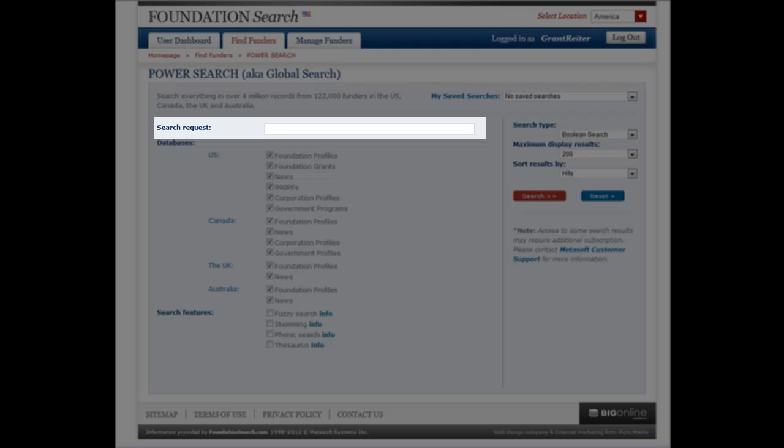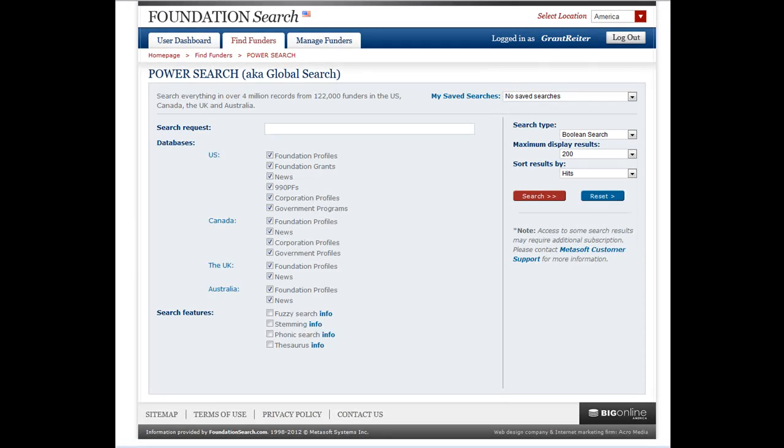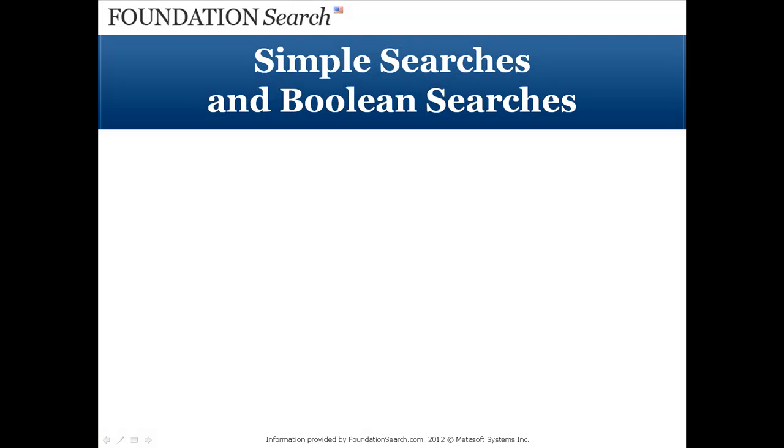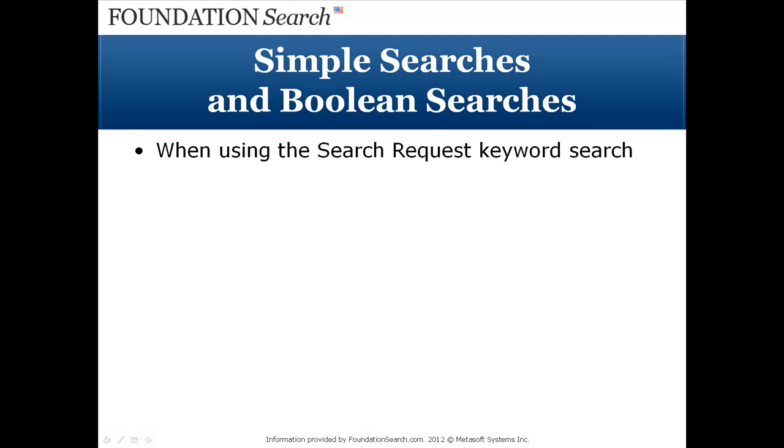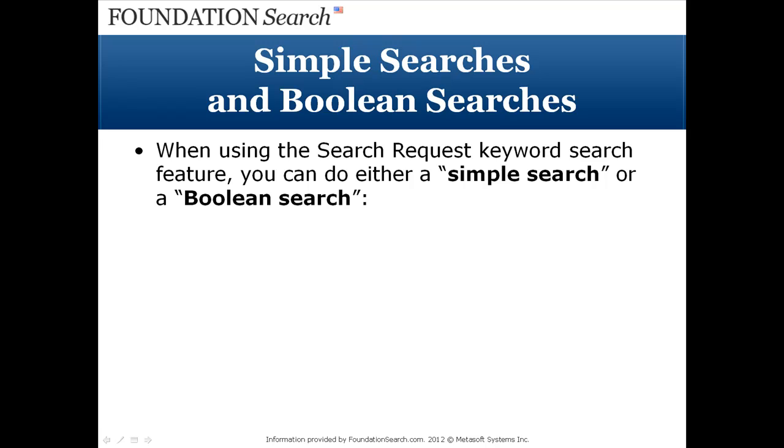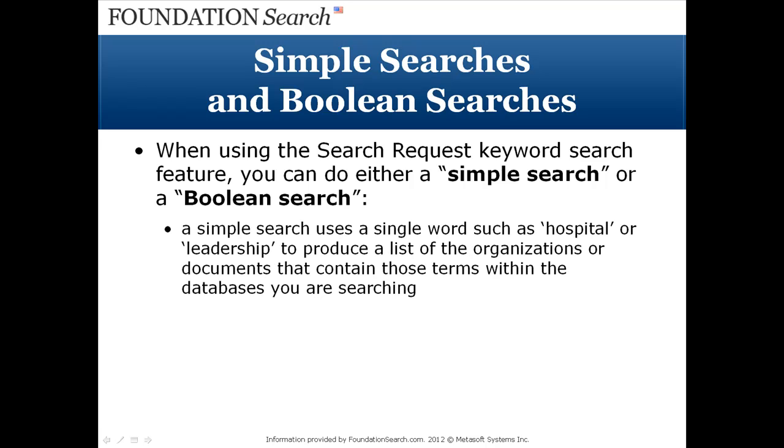First, let's take a look at the Search Request field. Simple searches and Boolean searches. When using the Search Request keyword search feature, you can do either a simple search or a Boolean search. A simple search uses a single word, such as hospital or leadership, to produce a list of the organizations or documents that contain those terms within the databases you are searching.